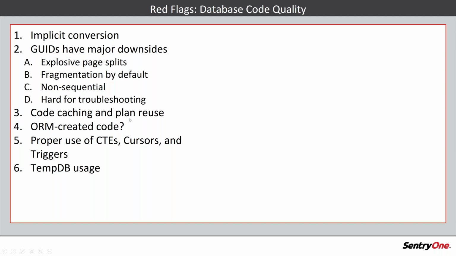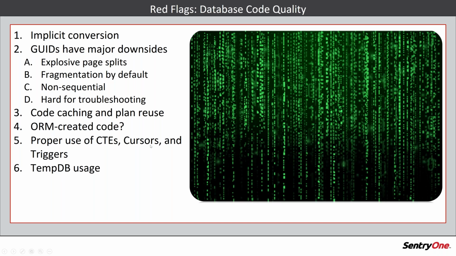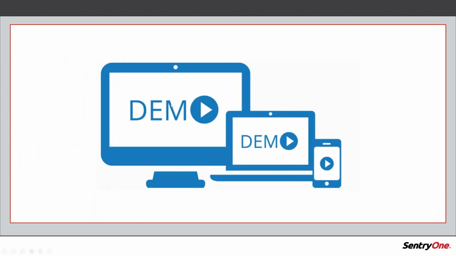I'll show you a little bit about code caching and plan reuse. ORM-created code has its own issues. Then there's proper use of CTEs, cursors, and triggers. They're not bad, but we see them overused and used in ways that they are not best designed to be used. And then TempDB overusage, and I'll show you a little bit about that as well. All right, so again, let's jump over to demos.